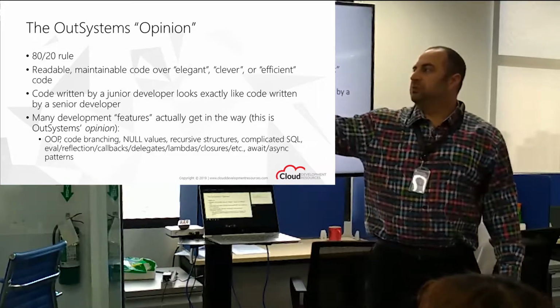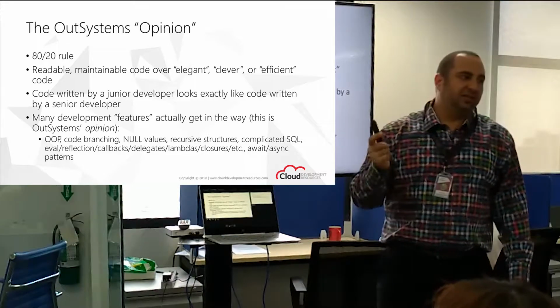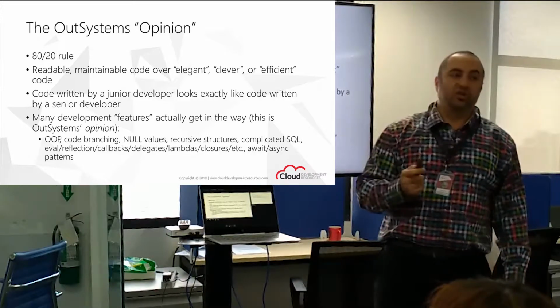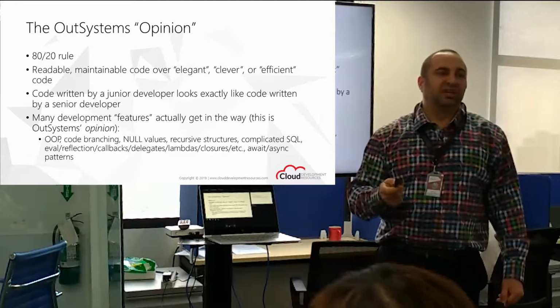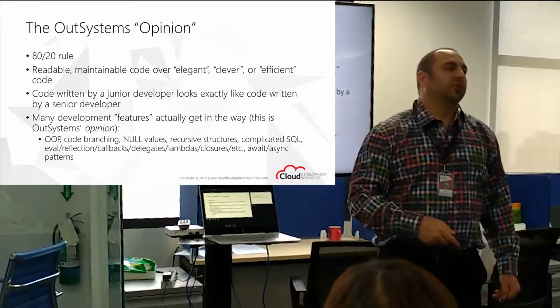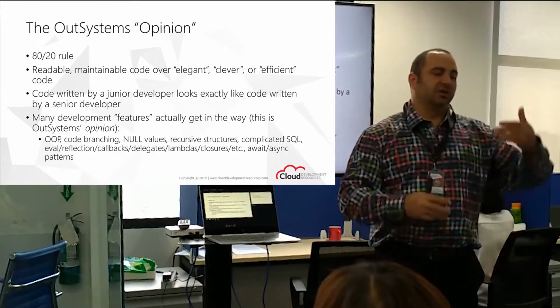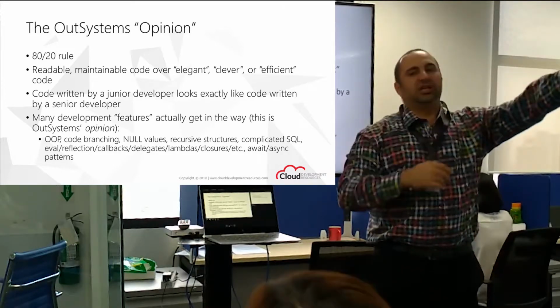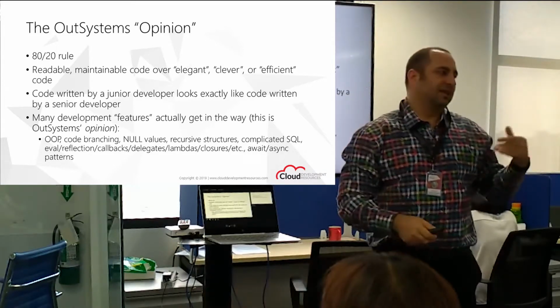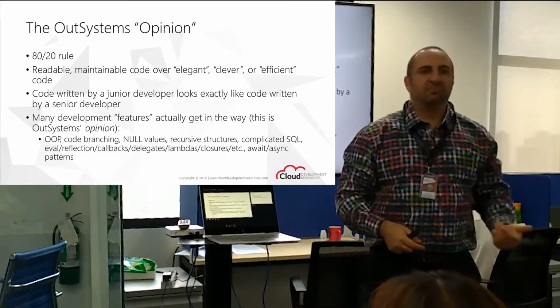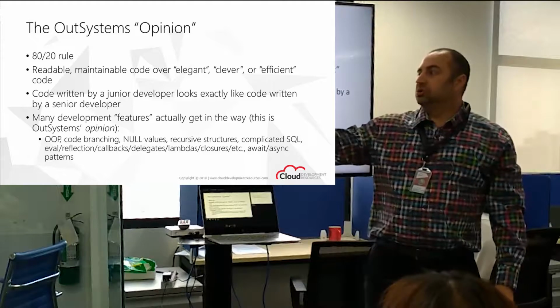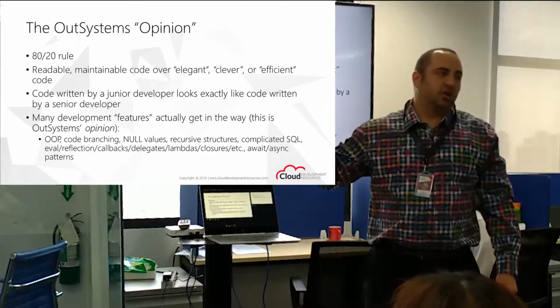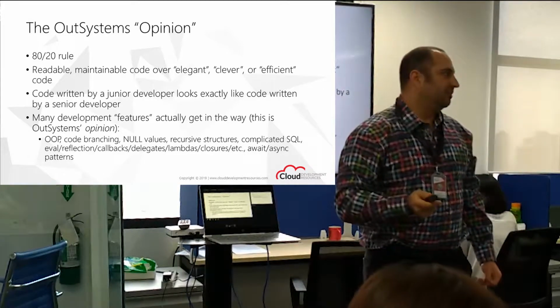They prefer readable and maintainable code over elegant, clever, efficient code. So things where a C# developer might write 3 lines of LINQ, OutSystems is going to have you drag and drop some for eaches and ifs and a switch and an assign and a list dependent this and that. The reason is that a junior developer ends up making code that a senior developer would make.